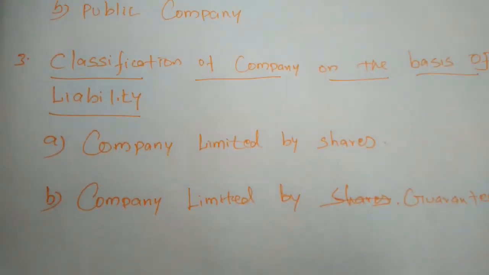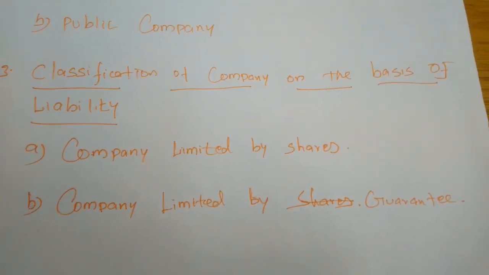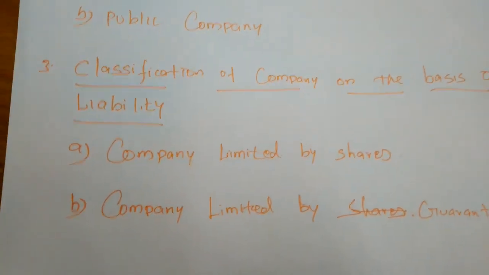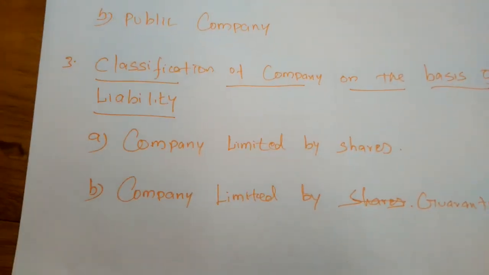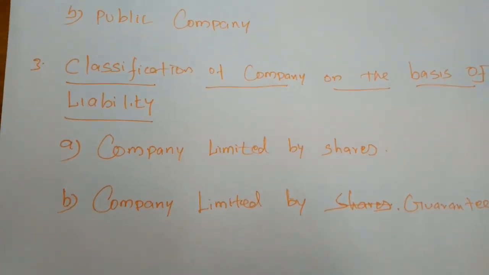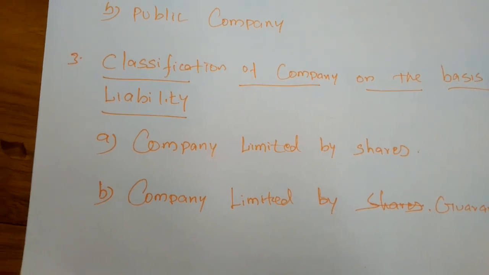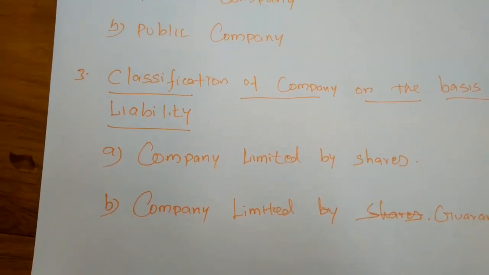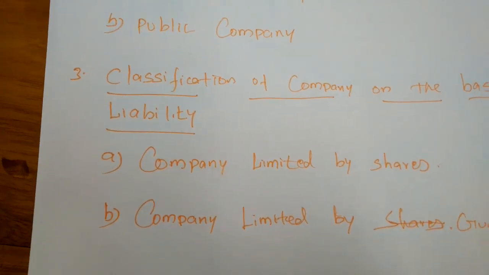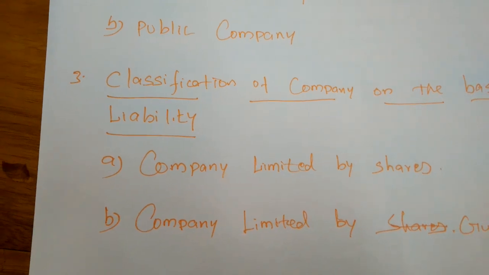Next, classification of company on the basis of liabilities. So on the basis of liabilities we can classify the companies into two types. One is the company limited by shares and the other is the company limited by guarantee. So a company limited by shares is a company in which the liability of its members is limited by its memorandum to the amount, if any, unpaid on the shares respectively.